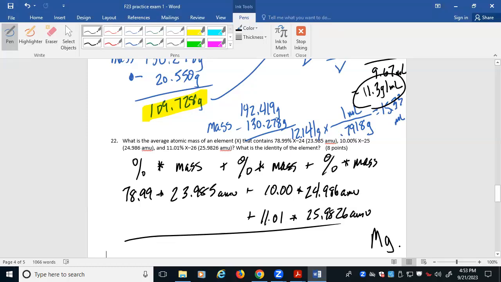So if you want a full write-up of that answer, again, check out the key, which will be posting here in about 20 minutes.